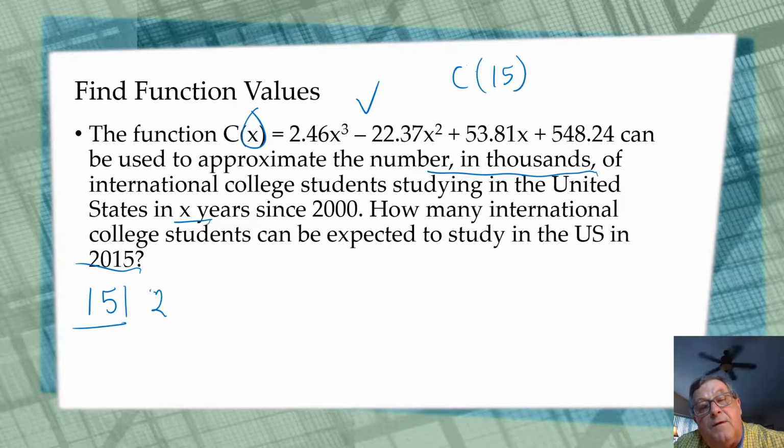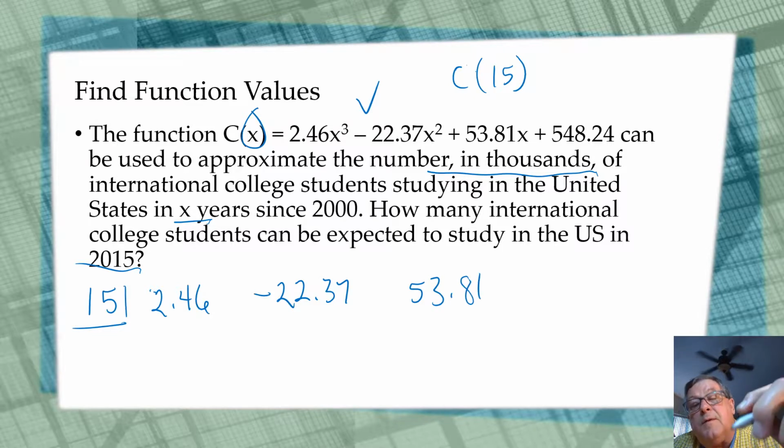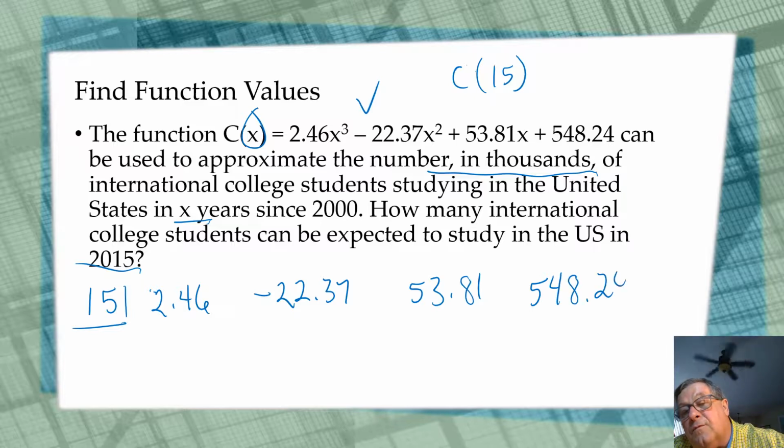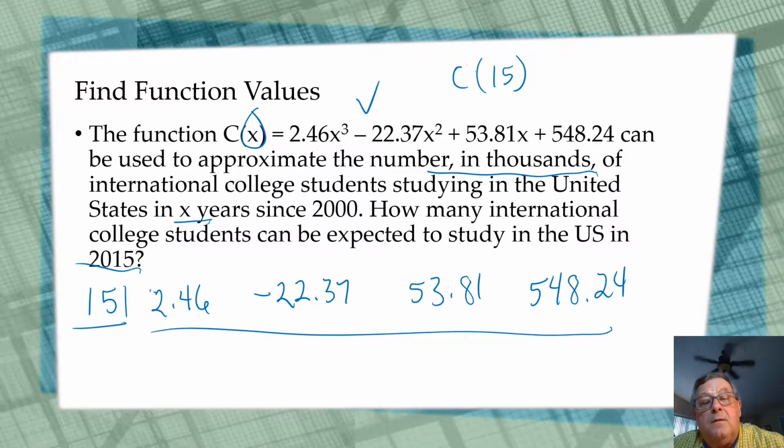So we got 2.46 minus 22.37 plus 53.81. I'm anticipating these numbers to get a little bit large. And then 548.24. Draw a line. Didn't leave myself a lot of room, but hey, whatever.